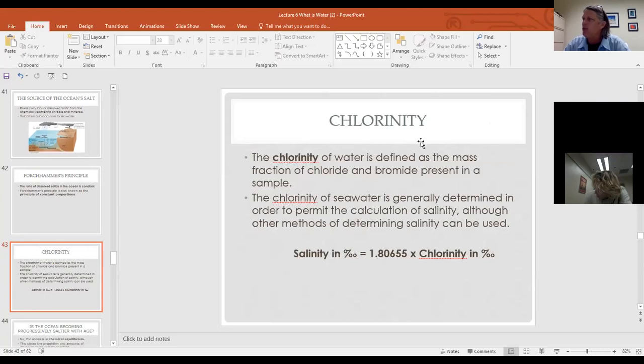Chlorinity is how we measure salinity. We're not having a lab, so we're not necessarily going to do this, but in oceanography labs, they measure salinity, and basically you measure the amount of chlorine in the water, chloride, and then multiply it by 1.80655, and then you get your salinity. And in an oceanography lab, you'd be given a freshwater sample, a brackish water sample, and a saltwater sample, and you'd compare and contrast the salinities.